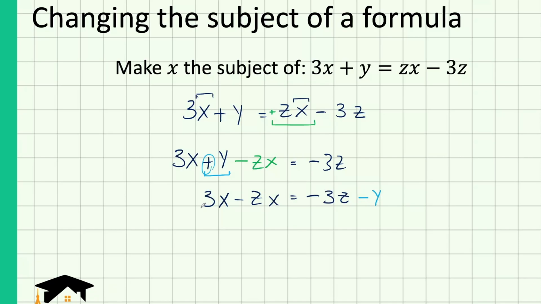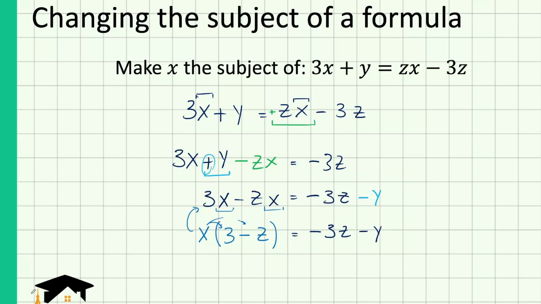And now I have 3x and minus zx. So to add these two up, we can common factor x, and then we'll have 3 minus z. So I'm just removing the x from these two places and putting it in the front. So if now we had the distributive law, we would get back this expression. And on this other side, we don't need to do anything. So I have minus 3z minus y.